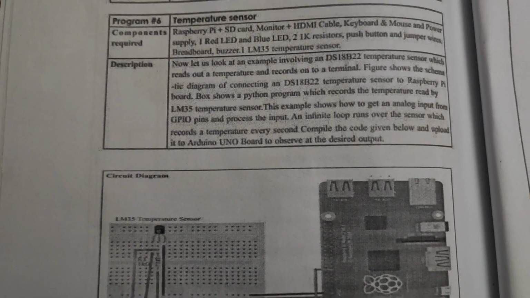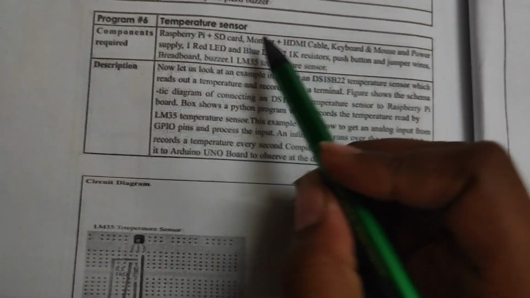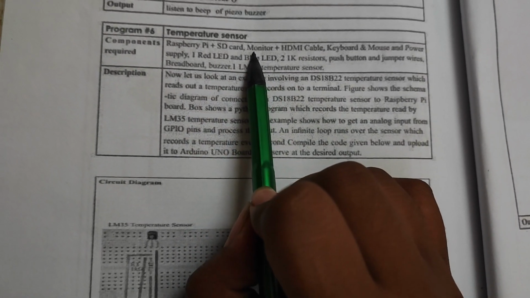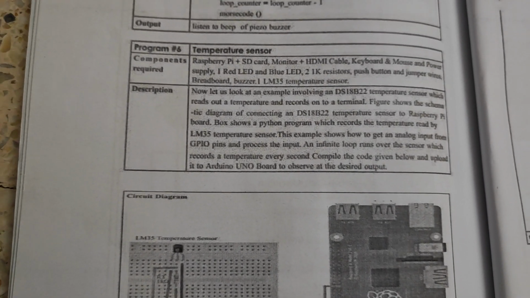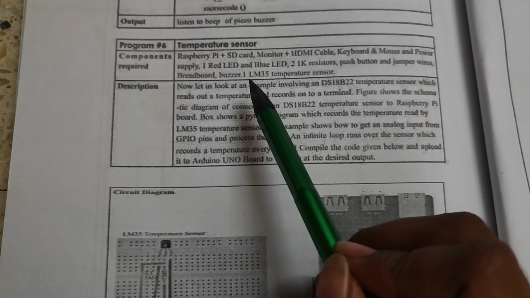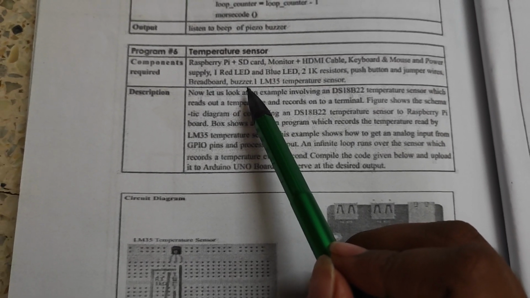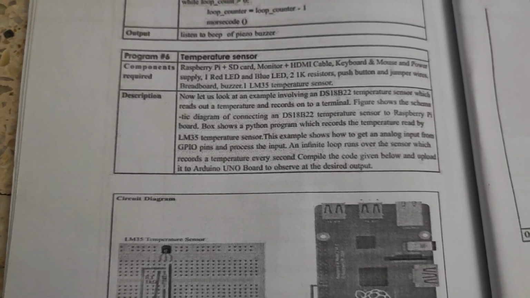So what you're doing here is you're using a temperature sensor. You're trying to detect the temperature and record it. So same thing, Raspberry Pi, SD card, monitor, HDMI cable, keyboard, mouse, power supply, one red LED, one blue LED, two 1 ohm resistor, push button, and then jumper wires, breadboard, then one buzzer, and then temperature sensor.